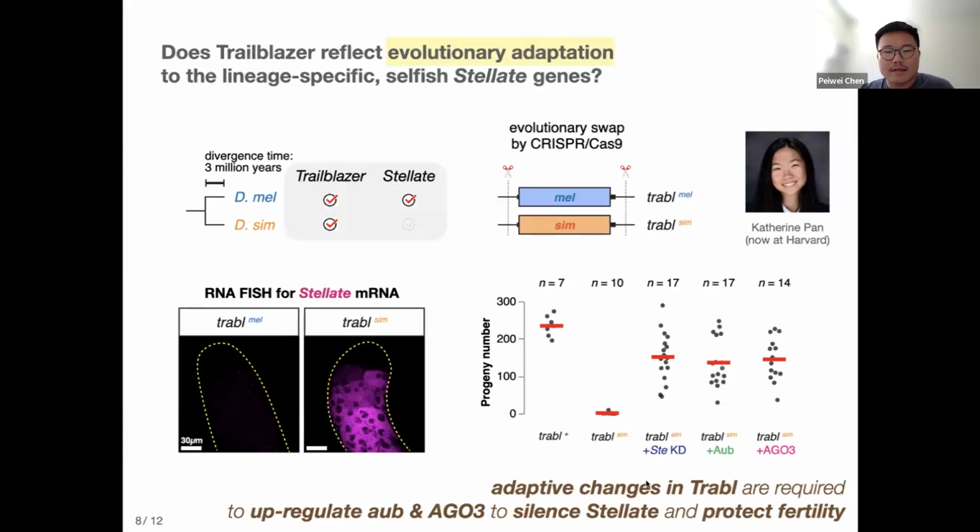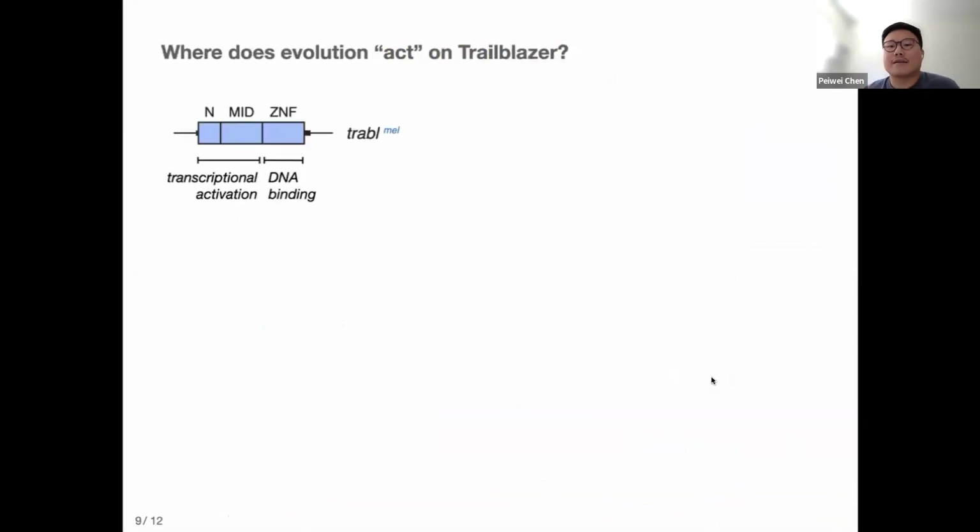But I wonder, where are these adaptive changes within the Trailblazer protein? In other words, where does evolution act on Trailblazer? The Trailblazer protein has a structured N-terminal region and an unstructured middle region, both of which can activate transcription. It also has a zinc finger domain and a C-terminus, which presumably binds DNA.